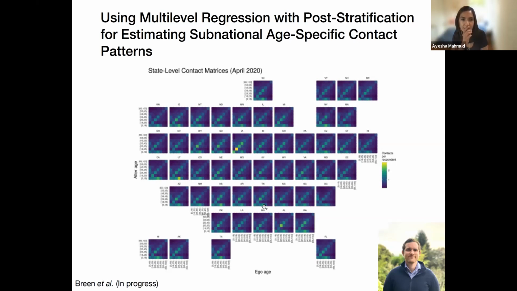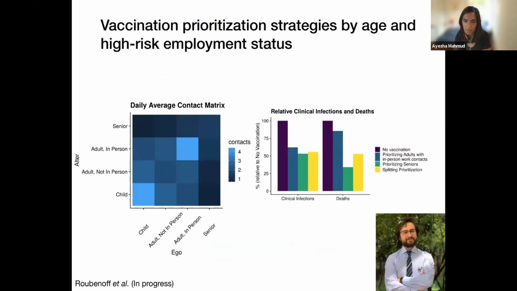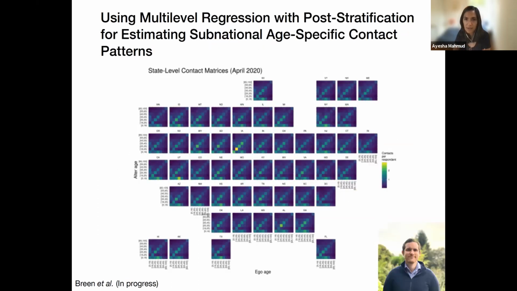I won't go into the details here. But I think I lost one slide here, I apologize. But one of the interesting things we see is that if we look at the dominant eigenvalue of this contact matrix, again, that gives us a sense of the R naught. We see some big differences by state.